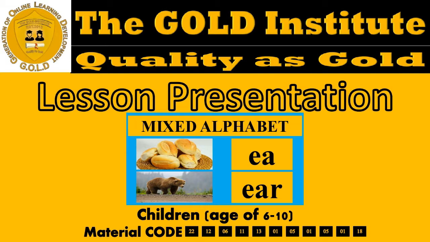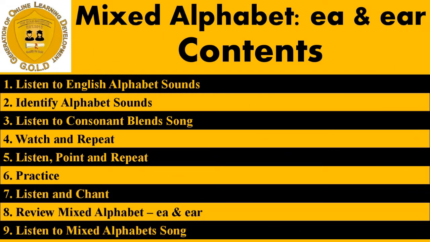The next slide will show you the content of this lesson. The lesson of mixed alphabets, E-A and E-A-R, will start with English alphabet sounds, followed by identify alphabet sounds. Listen to consonants blend song. Watch and repeat. Listen, point and repeat. Practice. Listen and chant. Review mixed alphabets, E-A and E-A-R. Finally, listen to mixed alphabet song.